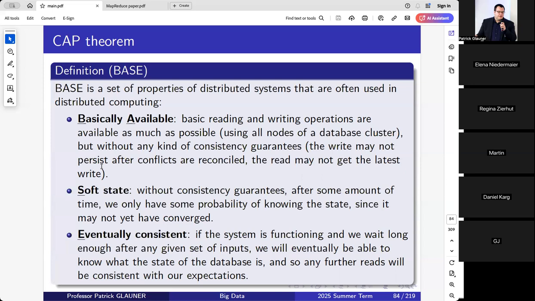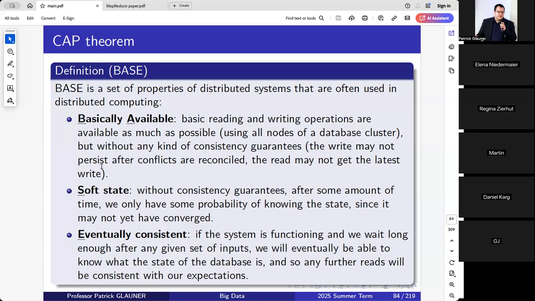But we say the system would become eventually consistent. We don't give any guarantees how quickly, but we say over time, as we wait and the nodes synchronize, it will become eventually consistent, not immediately. But we increase availability to the maximum degree possible, and we say it's basically available, so that basic read and write operations are available as much as possible. And we use all the nodes of the system, but there are no consistency guarantees because it's a soft state and eventually consistent.